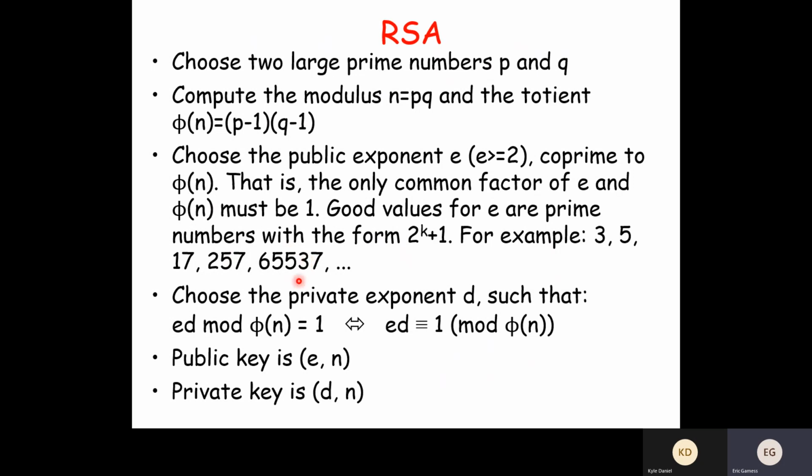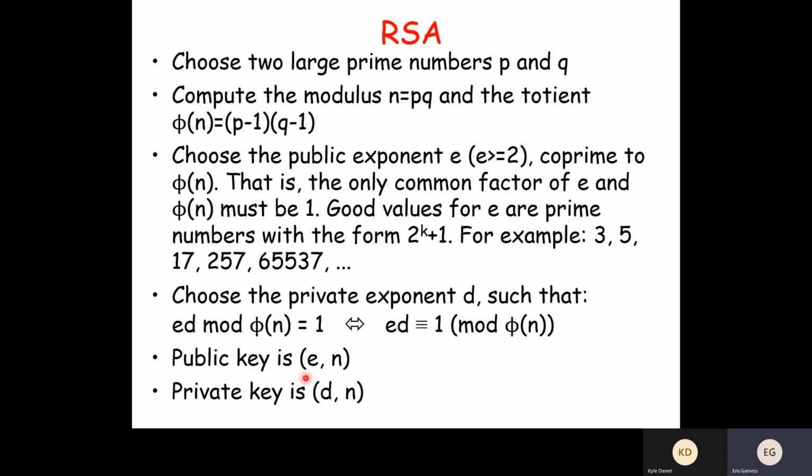Then we compute the private exponent D in such a way that the public exponent E times the private exponent D is congruent to 1 modulo phi of n, modulo the totient. Another way to write it is E, the public exponent, times D is congruent to 1 modulo the totient. Remember that the totient is P minus 1 times Q minus 1, where P and Q are two large numbers that have to be prime.